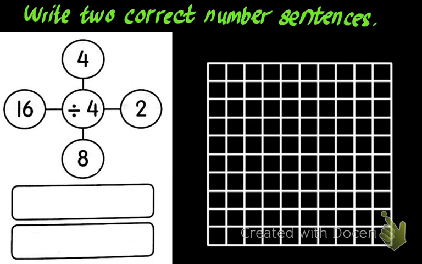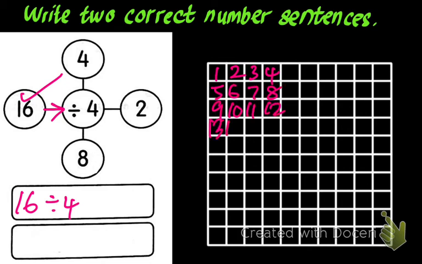Okay, next lesson. Write 2 correct number sentences. Okay, pick 16 first. Divide by 4. Okay, 16. 3, 4. Okay. 5, 6, 7, 8, 9, 10, 11, 12, 13, 14, 15, 16. Okay, 16 divided by 4 is equal to how many groups? 1, 2, 3, 4.